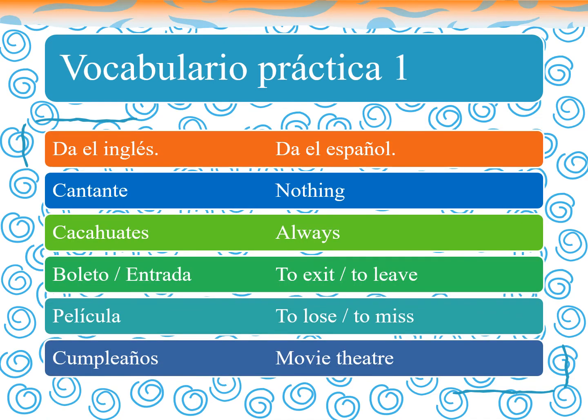All right, let's try a little practice here, and I'll give you the answers in a few moments, but see if you can figure these out. So the first one, da el inglés. See if you can figure out what the English is for cantante, cacahuates, boleto or entrada, película, and cumpleaños. And then see if you can give the Spanish for nothing, always, to exit, to leave, to lose, to miss, and movie theater. All right, pause the video for some time to work, and then I'm going to go over the answers right now.